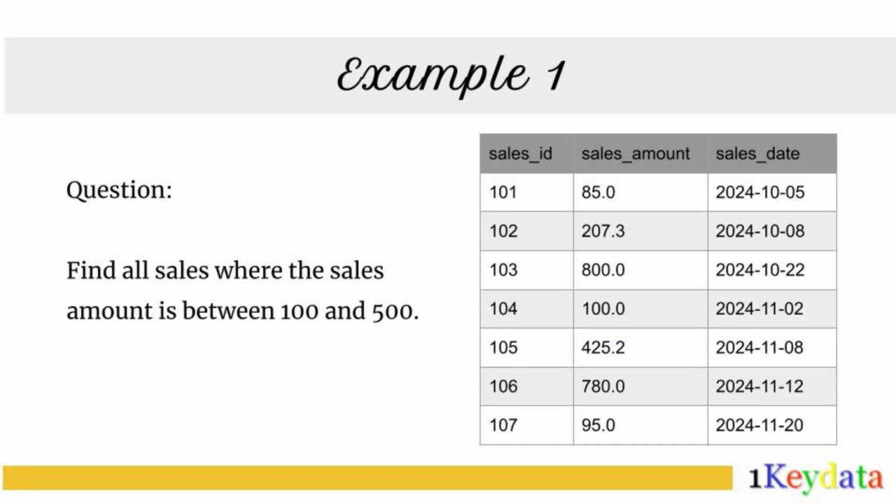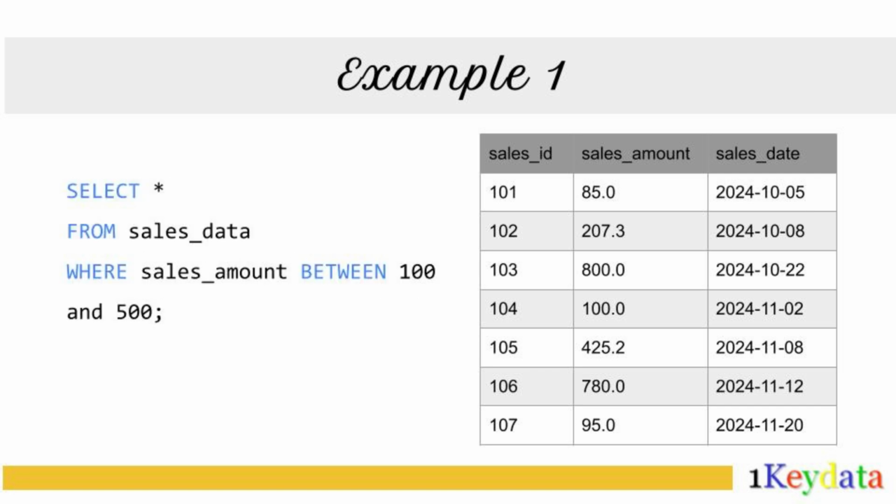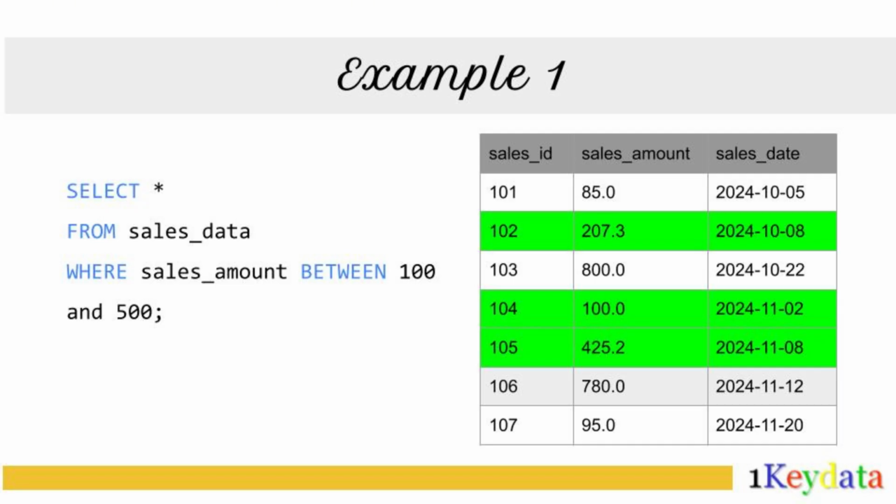Let's say we want to find all sales between 100 and 500. Here's the code for doing this. This will return all rows where the sale_amount is 100, 500, or anywhere in between.